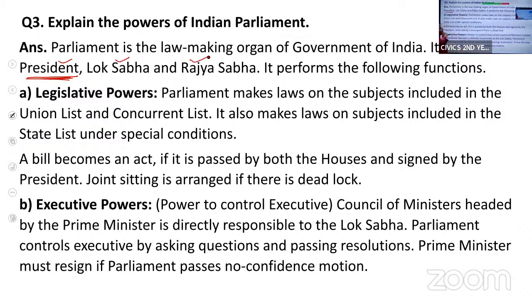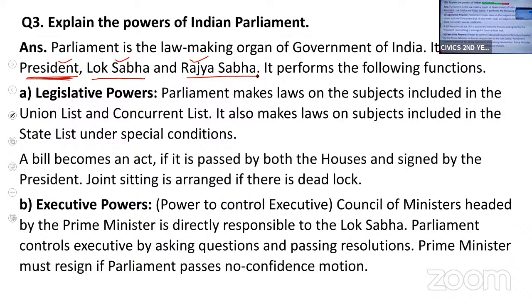The Indian Parliament is bicameral. That is, Lok Sabha is the representation of people. It is the lower house, and Rajya Sabha is the representation of states. It is the upper house. The members of Lok Sabha are directly elected by the people.